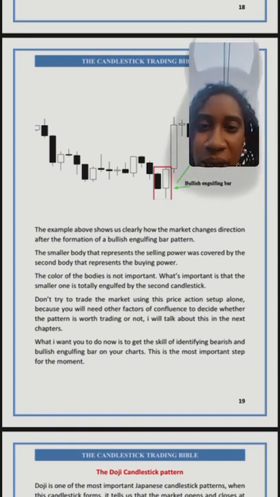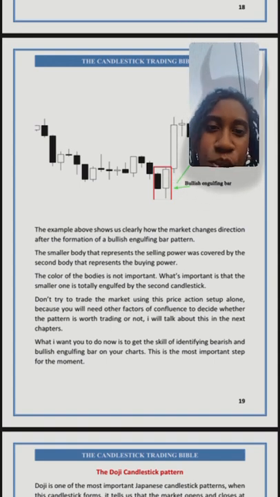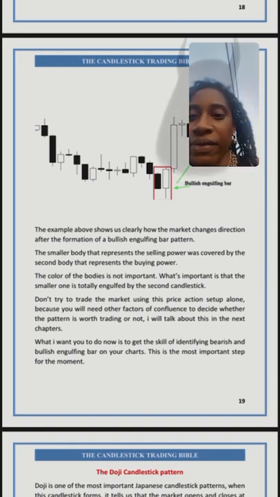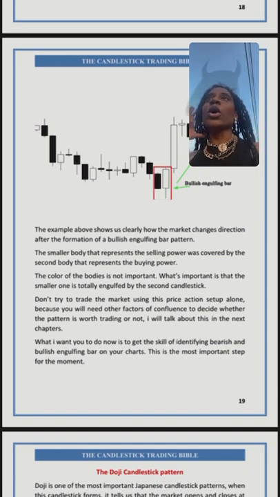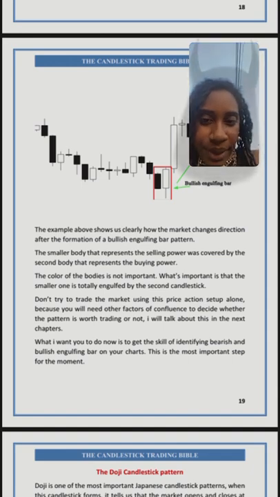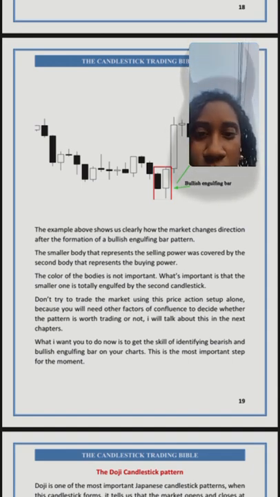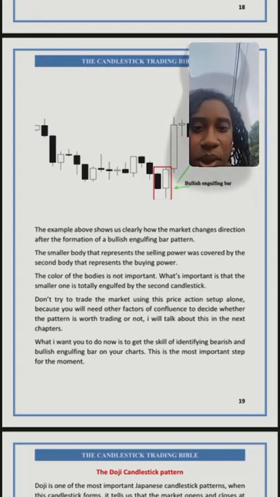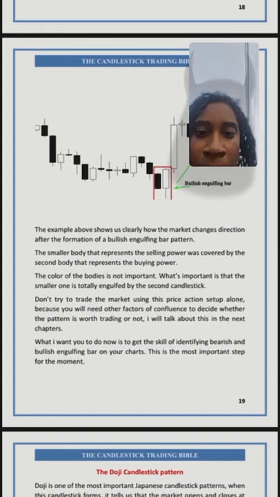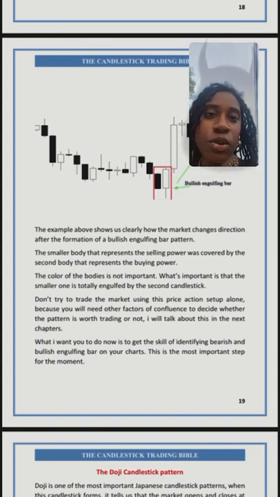Okay, do not try to trade the market using this price setup alone. Okay, you have to apply some other analysis. However, this just tells you what the market is saying to you, okay? What I want you to do is get the skill of identifying bearish and bullish engulfing bars on your chart, right? So that's going to be our homework.